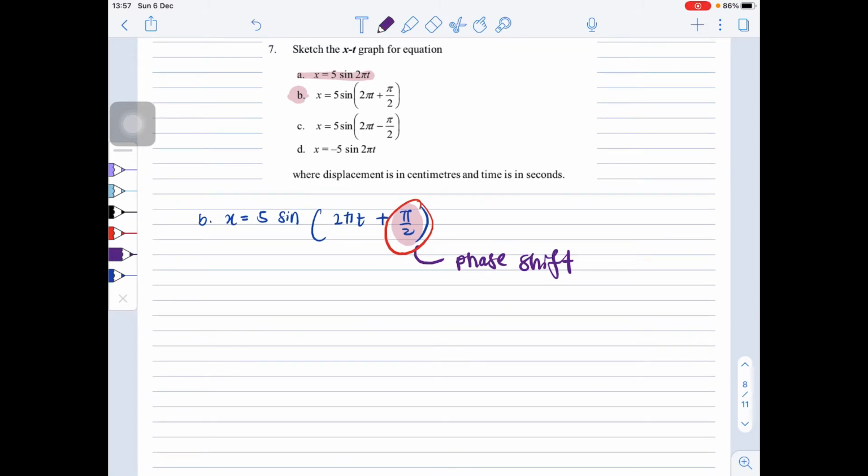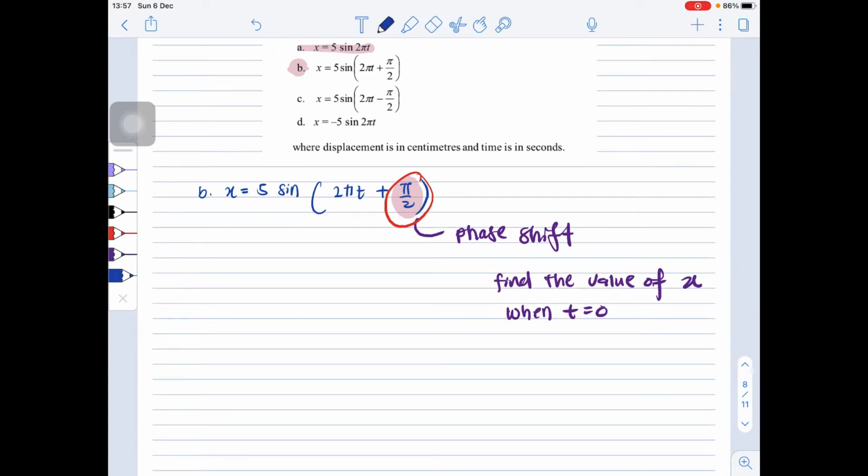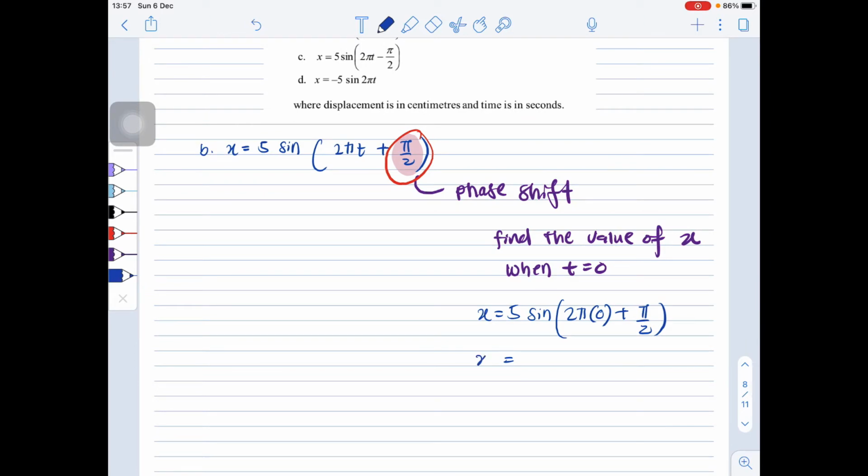we find the value of x when t is equal to 0. So maksudnya kita substitutekan value of t dekat sini sama dengan 0. 5 sin 2 pi. So t ni kita substitute dengan 0 tambah pi over 2. So bermaksud, okay, kita akan dapat 5 sin pi over 2 here.